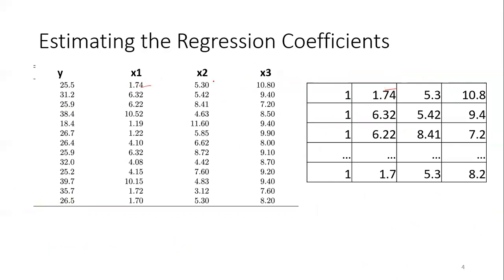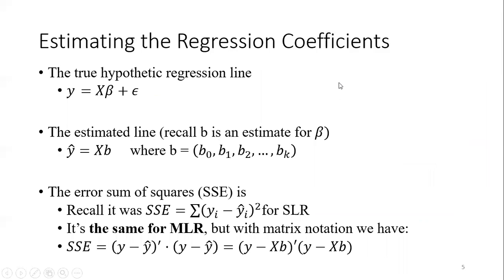Okay, I have 174, it's here. 5.30, it's here. 10.80, that's here. So let's say 632 here, 542 here, 940 here. Okay, and the last one, 170, 530, 820 there. So why do we have this one here? That's because, well, this is x1, sorry.